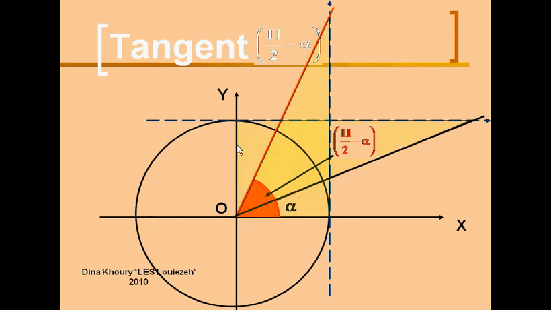And we look at these two congruent triangles. This segment here represents tangent pi over 2 minus alpha, and this segment here represents cotangent alpha. These two sides are equal in the congruent triangles. So we have the formula which says tangent pi over 2 minus alpha is equal to cotangent alpha.